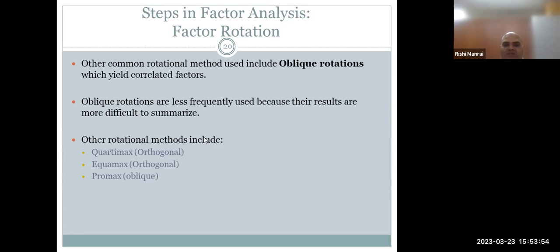Besides this, there are other rotational methods such as Quartimax, Equamax or Promax. These are all different orthogonal or oblique methods of rotation. But again, the point is that when you follow the Varimax method, Varimax means maximum variations. That is the full form of this method. So when you take the maximum variations, or you basically vary it with every single factor, you will be able to get the best possible outcome in this factor analysis, right?